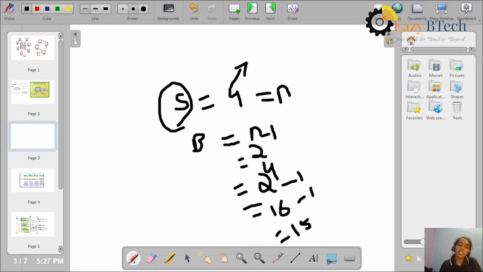So this n indicates the size of the window, and 2 power of n minus 1 indicates the frames inserted in that particular window. This is the actual procedure. We take an example 4 here, so in place of n, I take the 4. 2 power of 4 minus 1 equals 16 minus 1 equals 15 bits or 15 frames. Right? Okay.